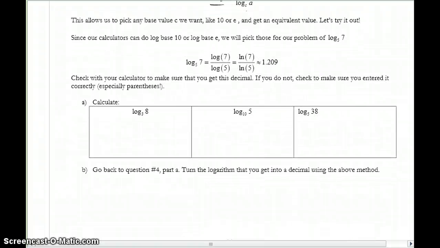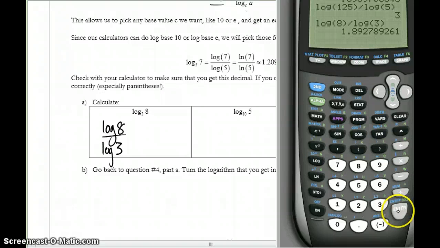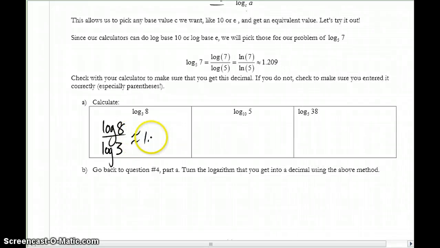For practice, I want to calculate log base 3 of 8. That should be log of 8 divided by log of 3. Again, the base is in the denominator, the input is in the numerator. We can say log of 8, close the parentheses, divided by log of 3, close the parentheses, is about 1.89. It does not matter if you had chosen natural log. It can be any base as long as the numerator and denominator are the same base. We will get the same answer, so about 1.89.